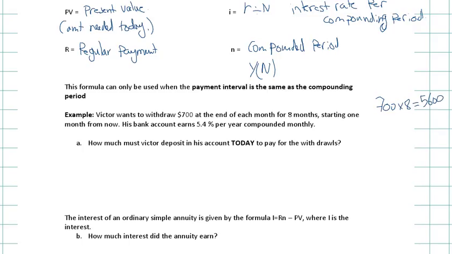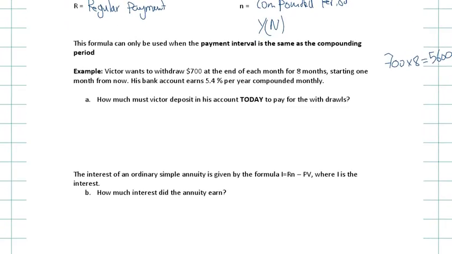So I know that I have to find the present value because this is what the question is asking. How much he needs to deposit today. So that's the present value. I need to look for that. What's my regular payment? What's my regular withdrawal? 700. What's I? It's 5.4%, 0.054.